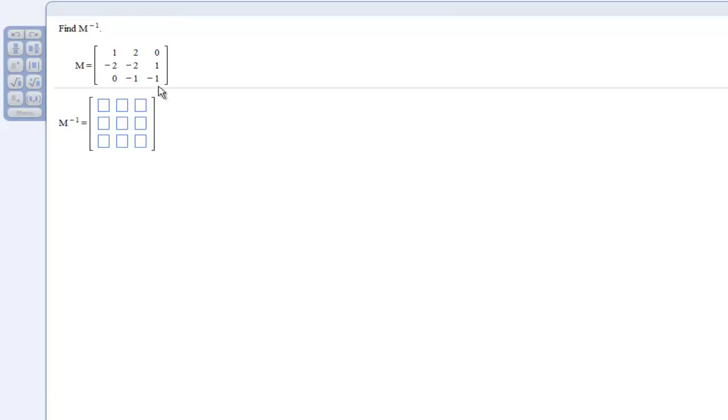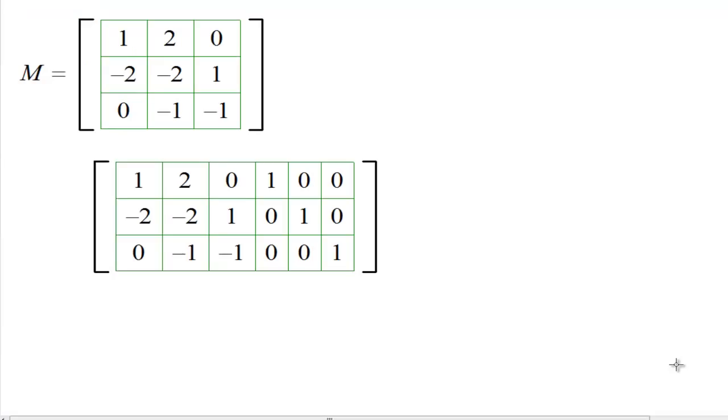So I'm going to explain how you would find the inverse of this matrix M, as given below, if it is possible. We are going to use row operations for this purpose. First, we created this matrix here, with our original matrix M in the first block and the identity matrix in the second block.